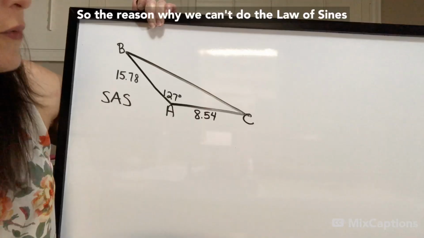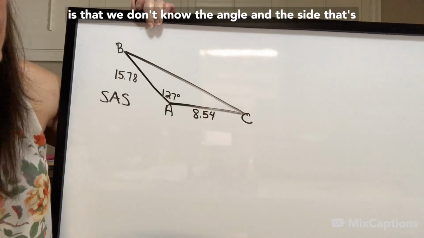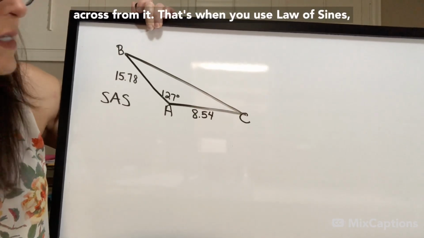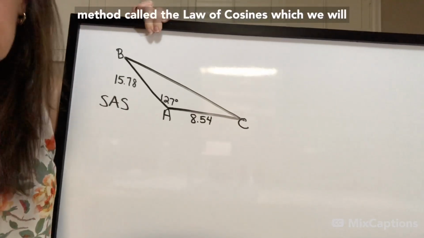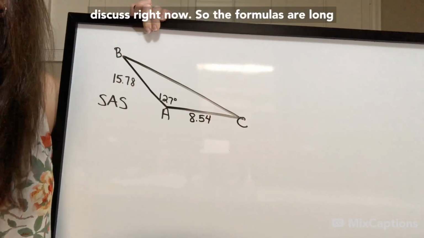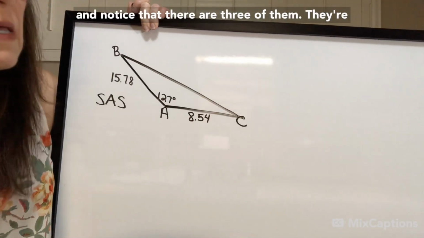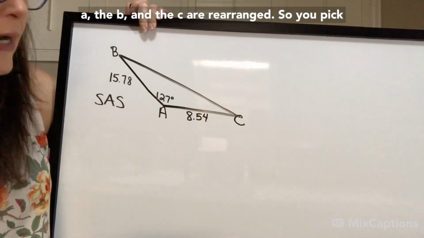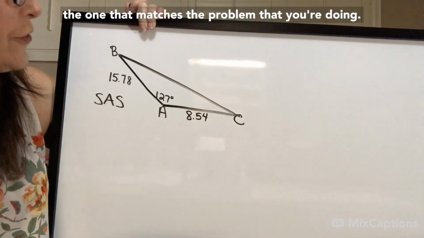Okay, so the reason why we can't do the law of sines is that we don't know the angle and the side that's across from it. That's when you use law of sines, but we don't have that here. So there is another method called the law of cosines, which we will discuss right now. So the formulas are long, and notice that there are three of them. They're really the same formula, it's just that the A, the B, and the C are rearranged. So you pick the one that matches the problem that you're doing.